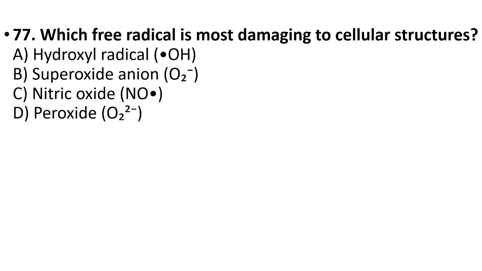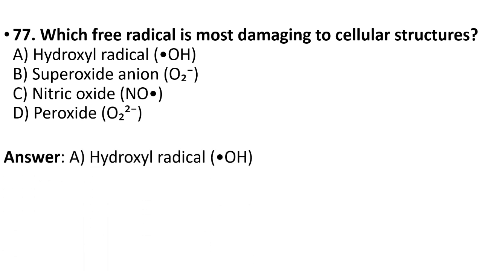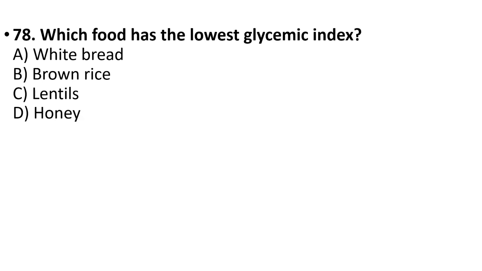77. Which free radical is most damaging to cellular structures? Hydroxyl radical, superoxide anion, nitric oxide, peroxide. Your answer is option A, hydroxyl radical. 78. Which food has the lowest glycemic index? White bread, brown rice, lentils, honey. Your answer is option C, lentils.